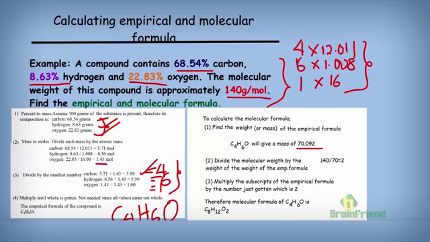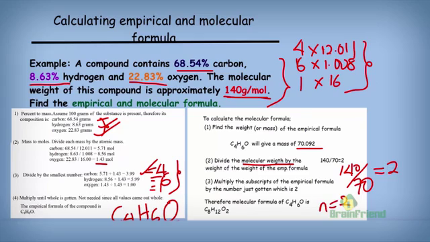Now, the next thing we are going to do is divide the molecular weight by the empirical weight. The molecular weight given to us in this exercise is 140 grams. So we are going to divide it by the empirical weight. That's like saying 140 divided by 70, and that's going to give us 2. So it means that the value of n is 2.